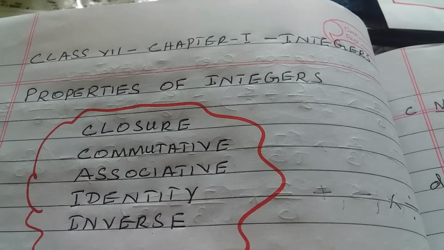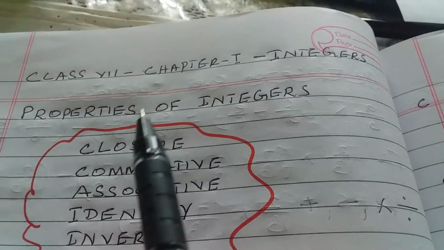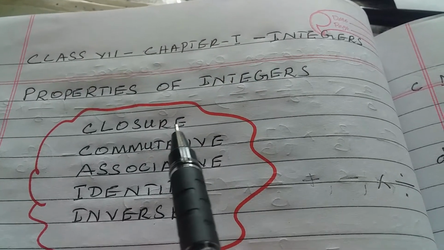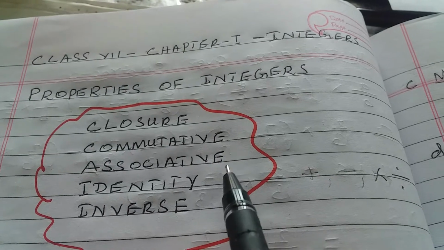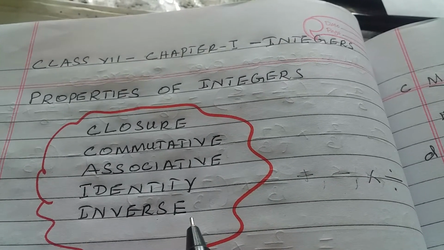Hi everyone, welcome to Easy Math. 7th standard, we are doing the properties of integers now. We have seen there are 5 properties totally: closure, commutative, associative, identity element and inverse.